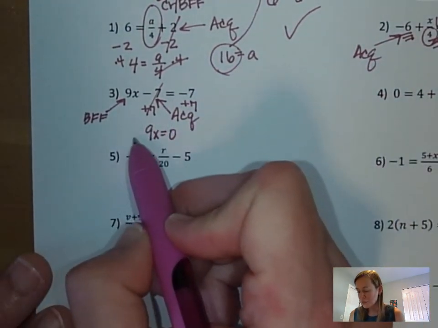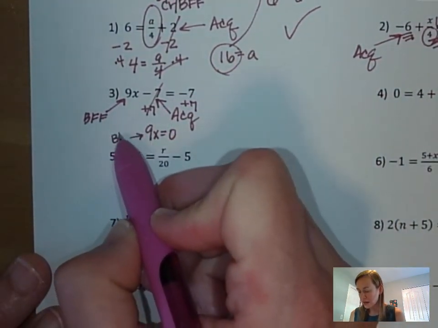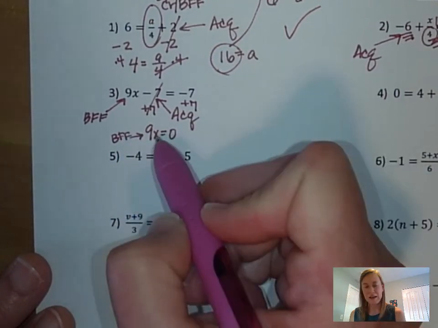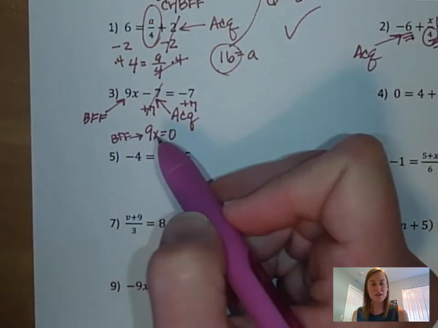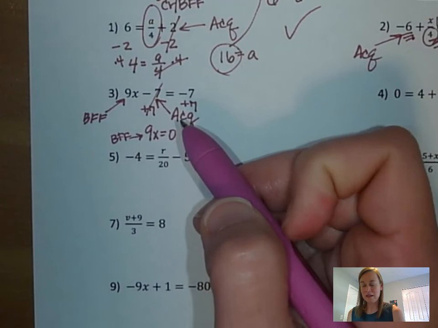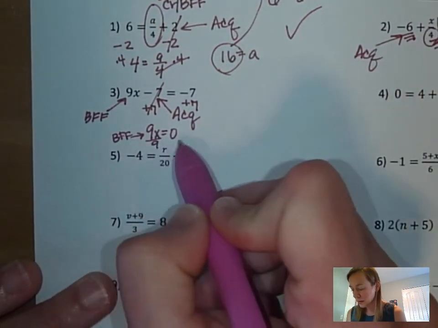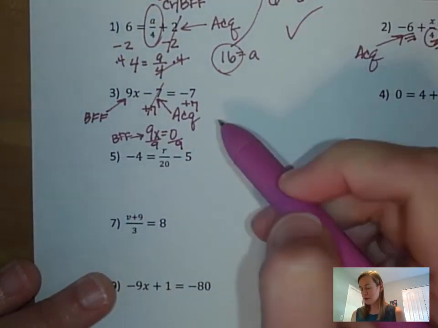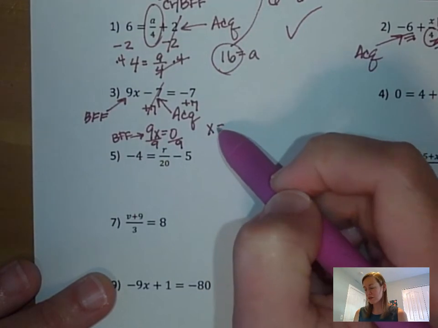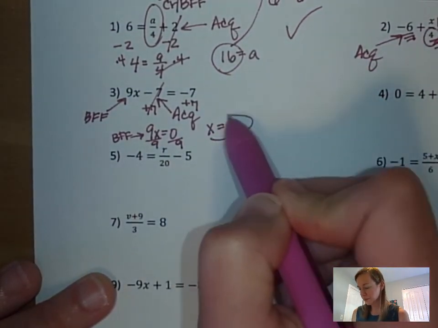We still have to get rid of this BFF right here. And we're going to do that by dividing, because right now it's 9 times x. So we need to do divided by 9 to get rid of it. So divide everything by 9. And 0 divided by 9 is still going to be 0. So x is going to equal 0.